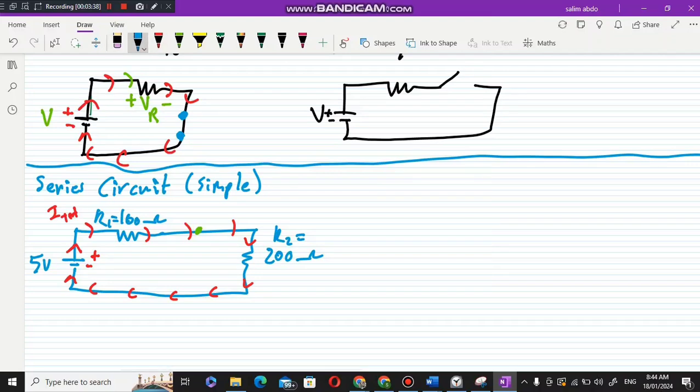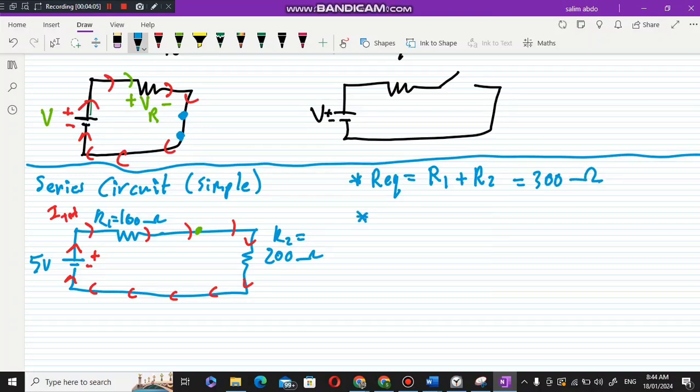And we have some properties. We can find R equivalent, or the total resistance, or the resistance that is viewed by the battery. So it has many names. R equivalent or R total is simply adding the two resistors, so it is R1 plus R2, which in this case is equal to 100 plus 200, which is 300 ohms.